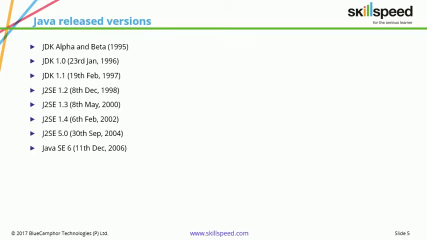It was renamed as Java SE, Java Standard Edition, instead of Java 2 Standard Edition. From version 6 onwards, or the Java 1.6 version onwards, it is called Java SE 6, released on 11th December 2006. And we have Java 7, or Java Standard Edition 7, released on 28th July 2011, and the latest one that we have right now is Java Standard Edition 8, which was released on 18th March 2014.